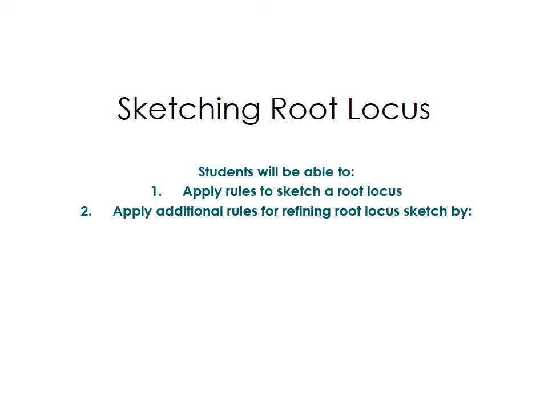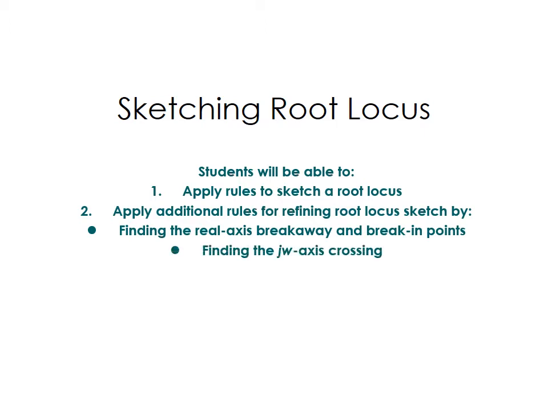So basically the thing that we're going to refine is several points on the root locus, which we will explain more in depth later. We'll be able to find the real axis breaking points of the root locus. We'll be able to find the j omega axis crossing. This is a very important point.